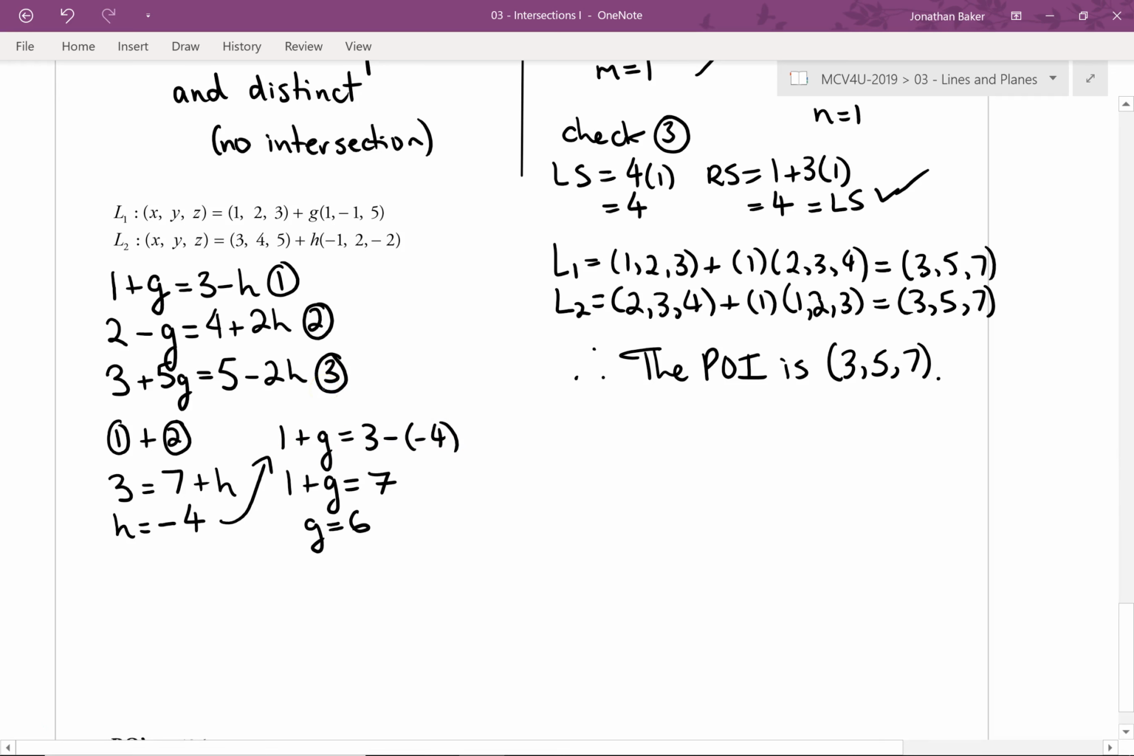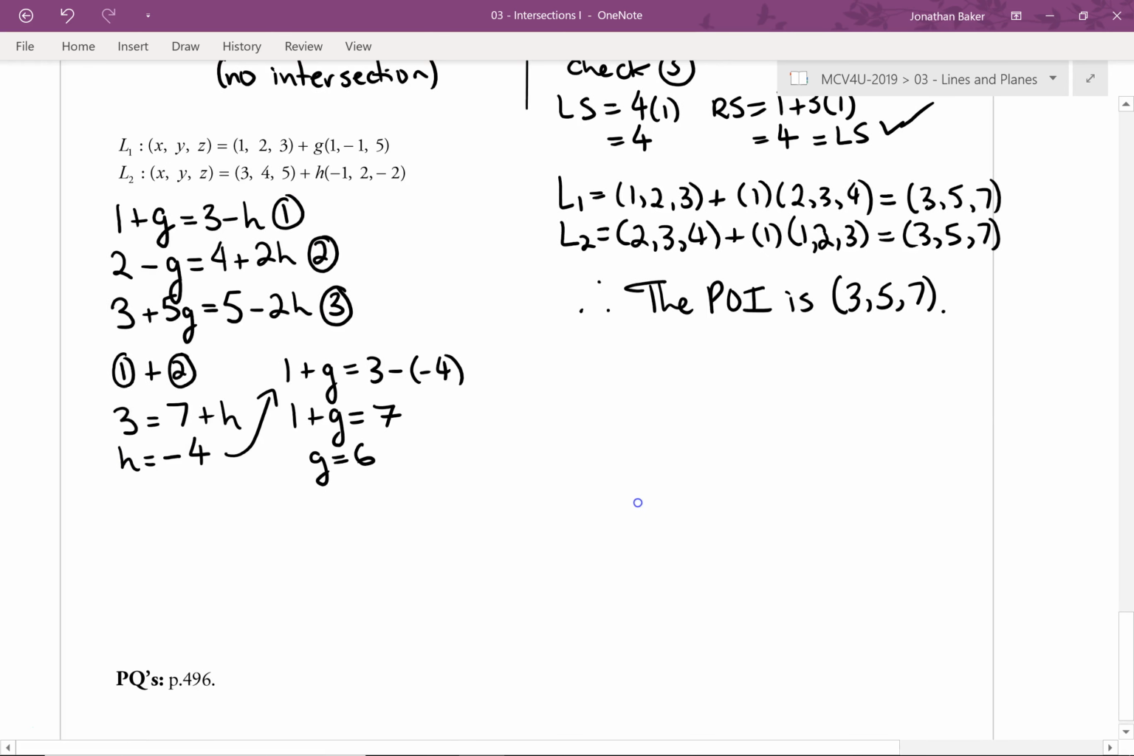Why is that? Well, the reason is because we've eliminated a variable using equations 1 and 2, and we don't really want to touch 3 until we have a g and an h that arise out of the two equations that we're working with initially. So stick to 2 equations until you have a value for each parameter, then check equation 3. So let's go ahead and do that now.